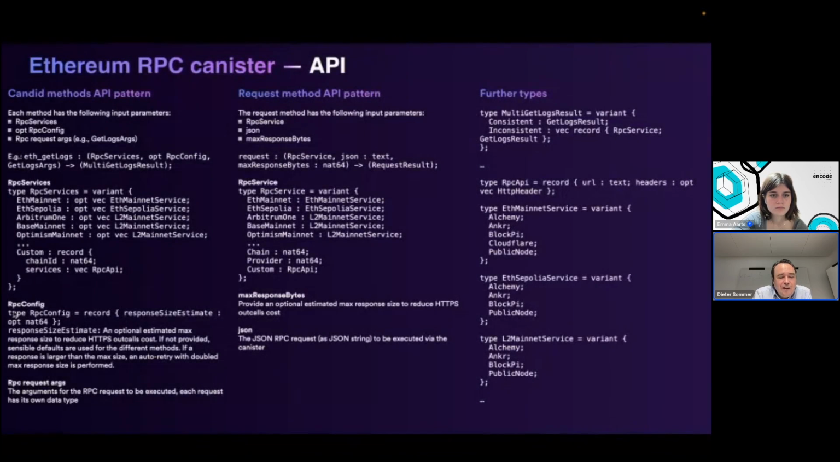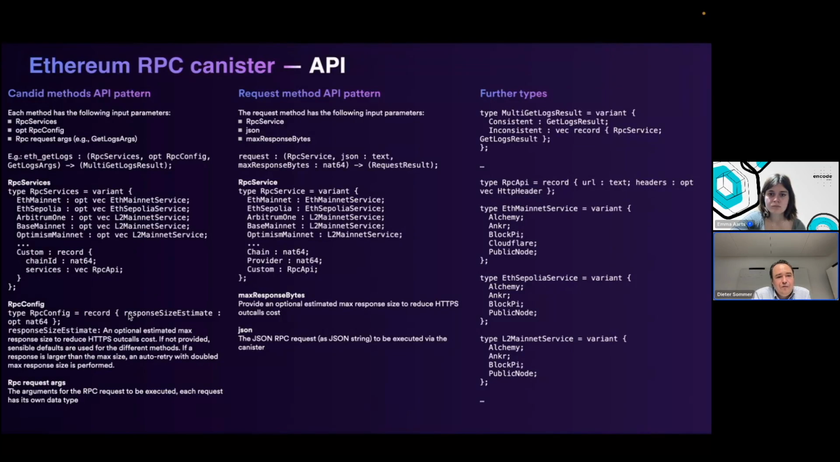And now the RPC config is a very low level thing, but I still mention it. So what you can specify here is a response size estimate. This is not for correctness, but for minimizing cycle cost of the call. Because the HTTP outcalls, I did not mention this when I gave an overview. There you need to specify the maximum response size, and this is charged in terms of response. This is a technical limitation why this is the case.